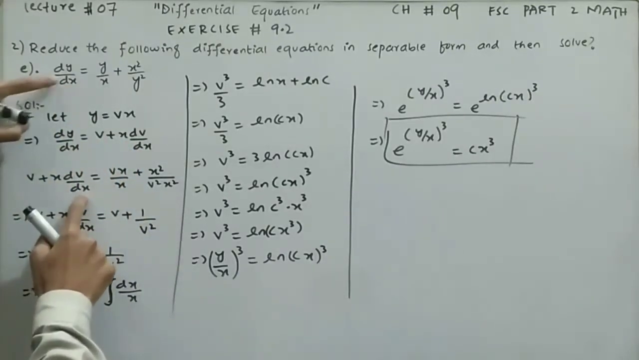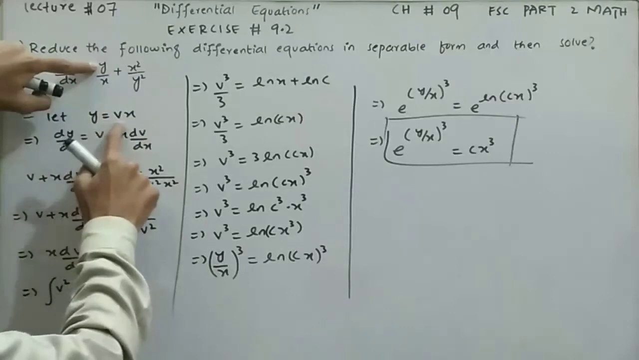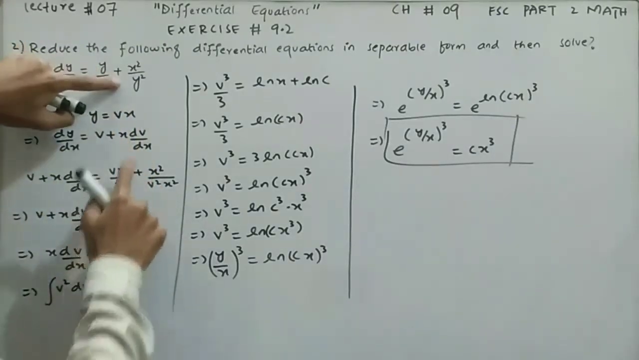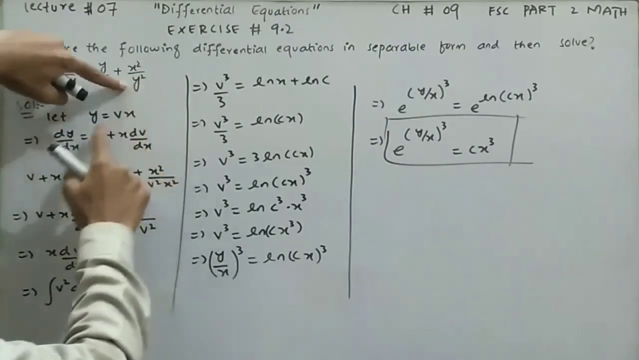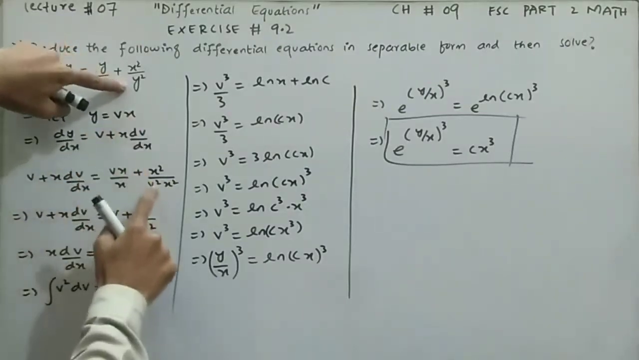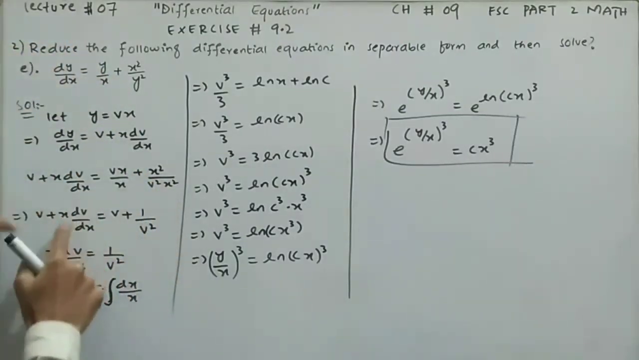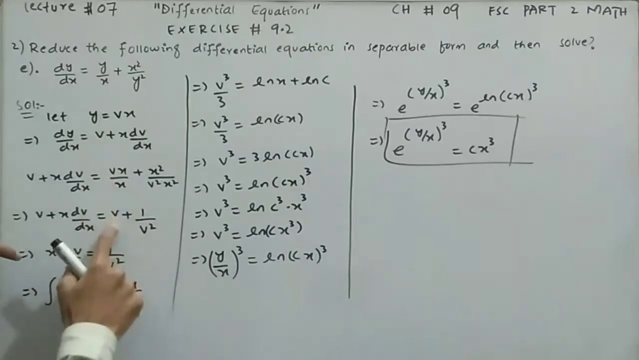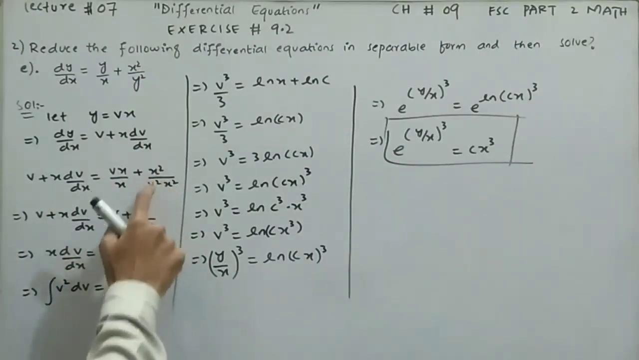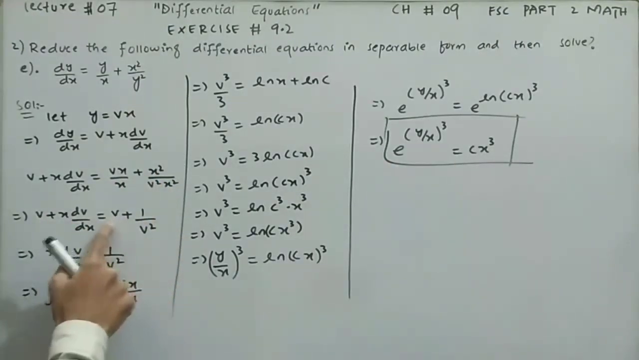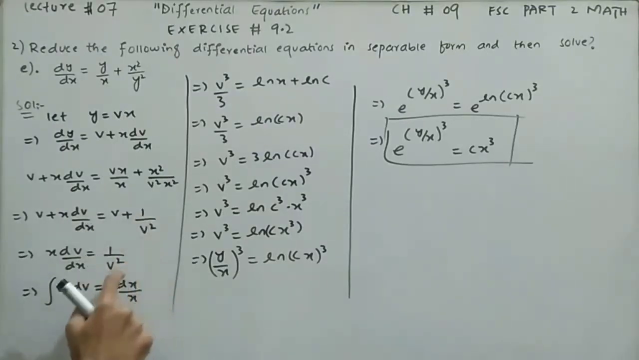So v plus x dv over dx is equal to y, I suppose, vx, divided by x, plus x square divided by y square. So y square will be v square x square. Now in v plus x dv over dx, x cancels out with x, we are left with v. x square cancels out with x square, we are left with 1 over v square. v cancels out with v, we are left with x dv over dx is equal to 1 over v square.